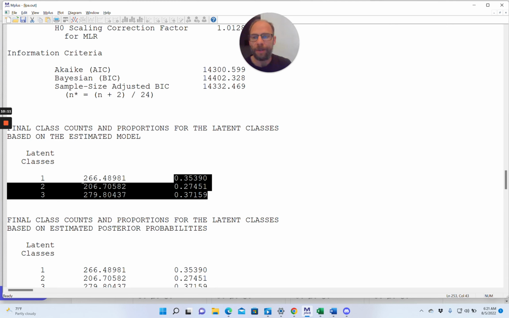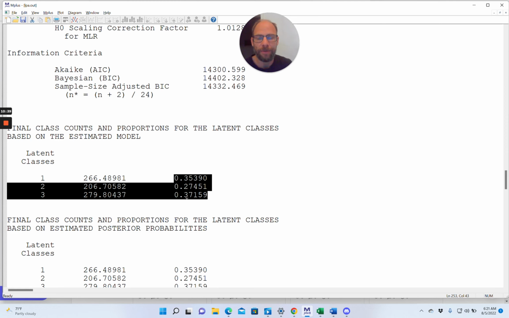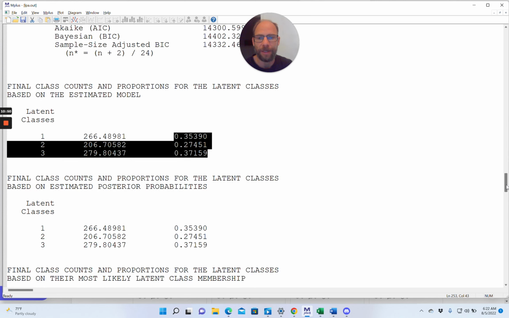And in the middle, you can see what approximate number of actual individuals these percentages correspond to. So about 266 people were in class 1, 206 people were in class 2, and about 280 people were in class 3 based on these estimated class sizes. And you can also see that they add up to 100%. So when you take these percentages and sum them up, you will get 100%, because everybody is assigned to one and only one latent class. So this gives you the class sizes.